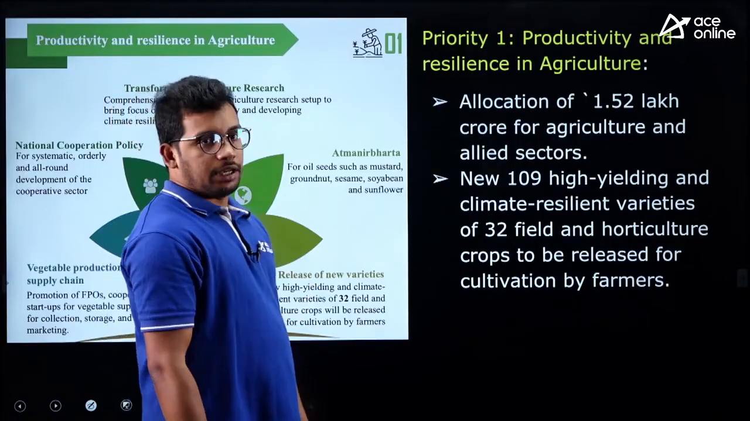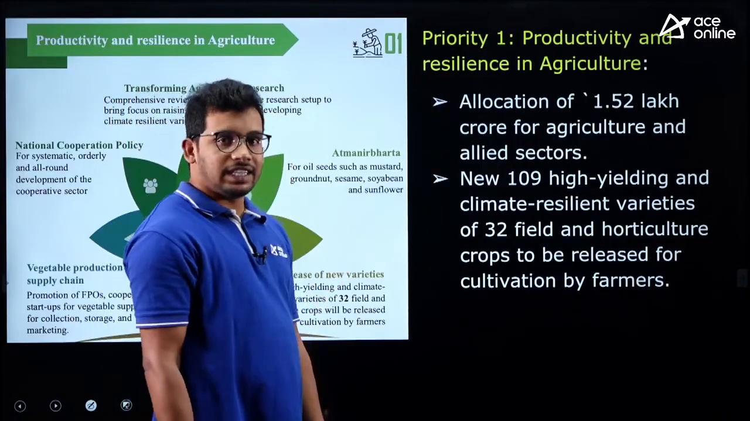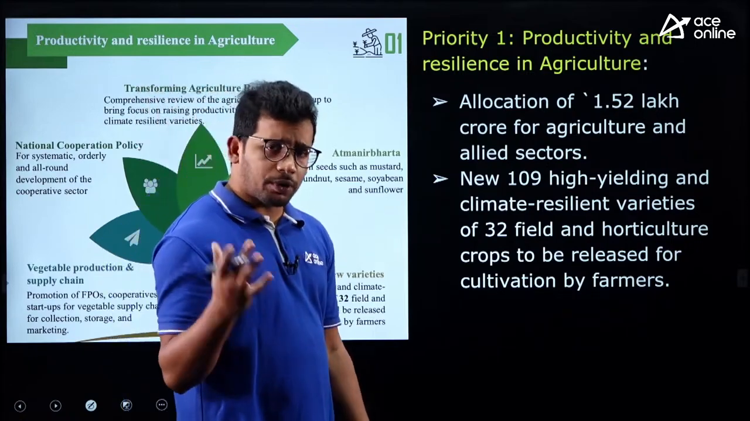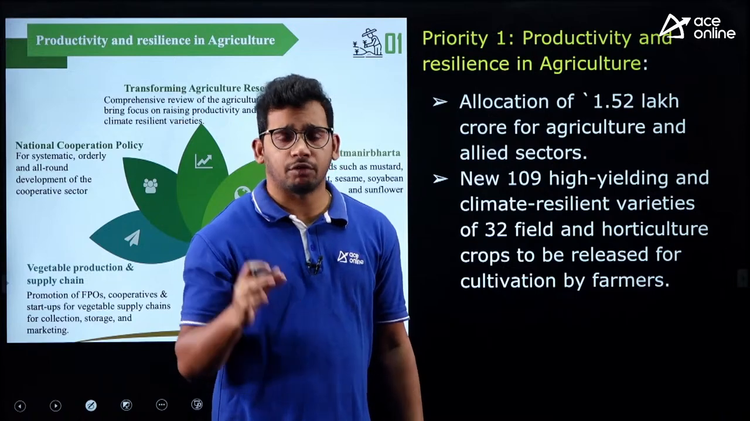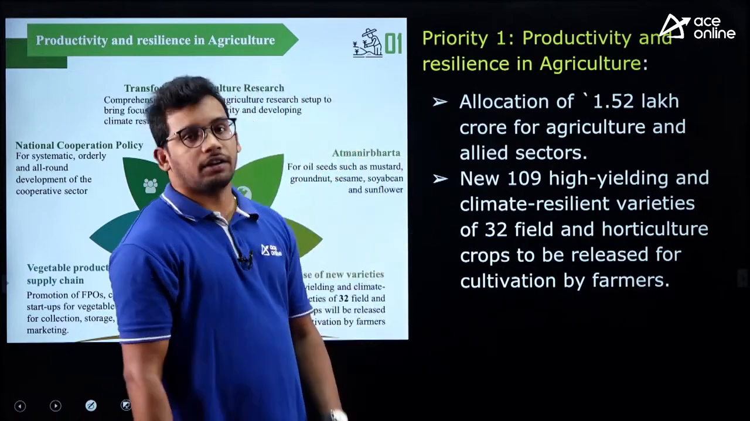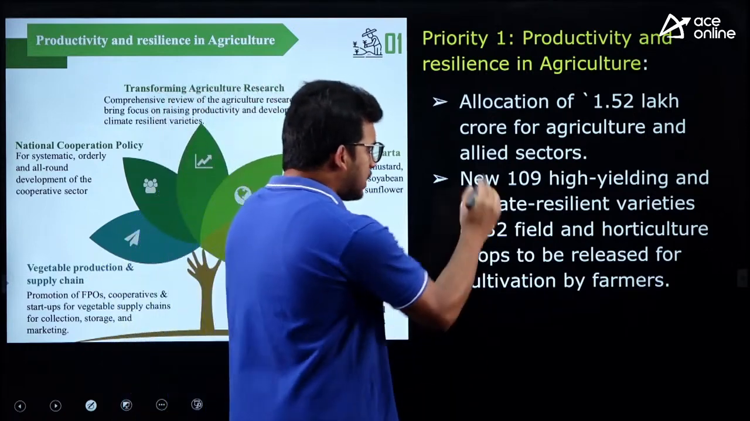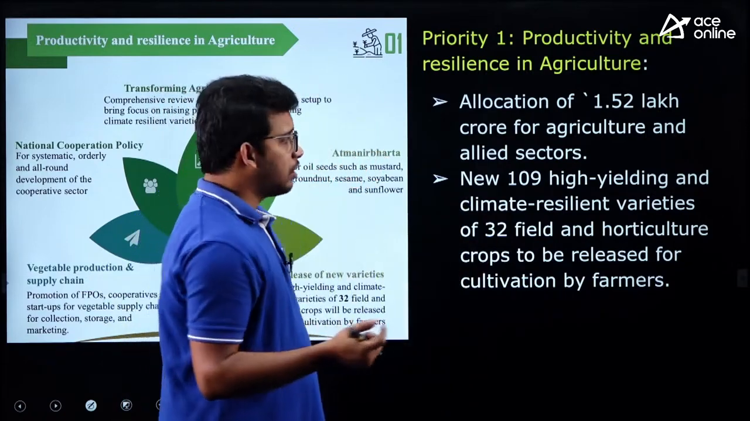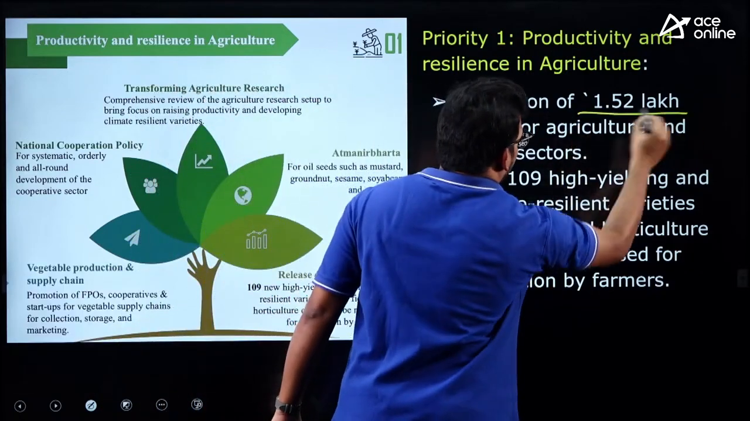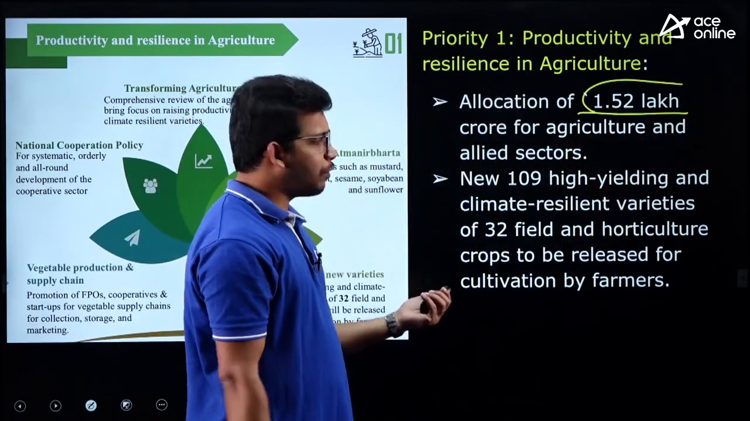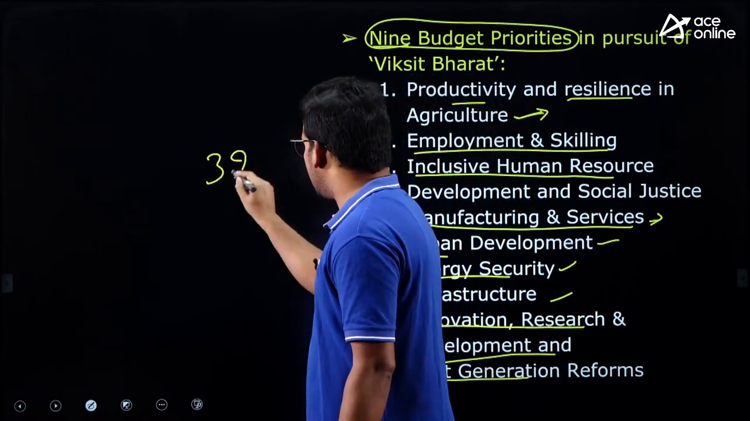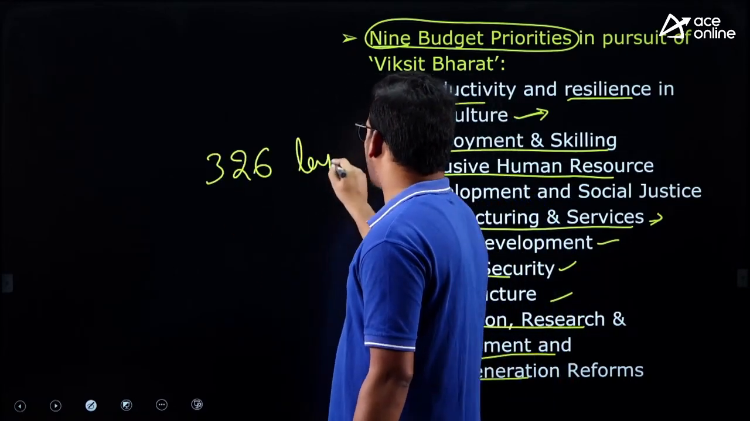Now the first priority, that is productivity and resilient agriculture. Resilient here means resistance against climate change and all. Because of the changes happening in the environment, agriculture productivity is decreasing. So to enhance agriculture productivity, the first goal, right. For this, government has allocated specifically 1.52 lakh crore. Before that, I want to tell you what is the total GDP of our country. Approximately 326 lakh crores.